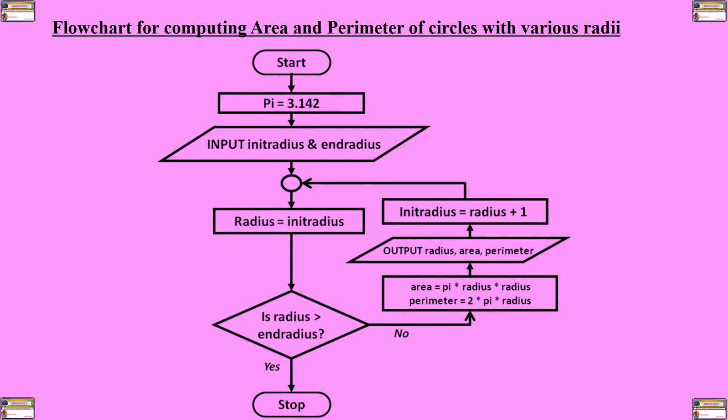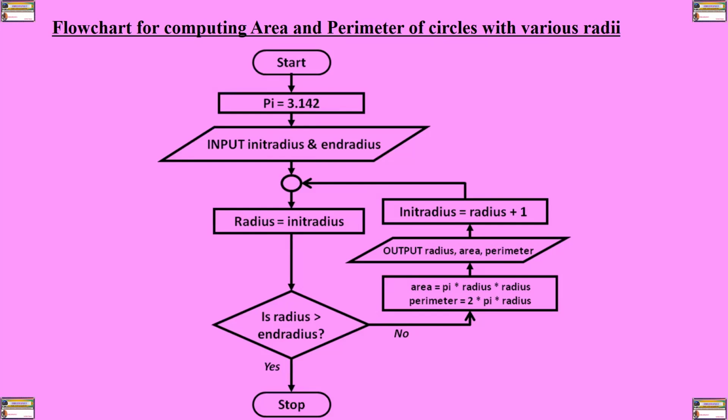Then we increment the value of radius. So we increment the value of radius with 1 and assign the result into a memory location called init radius. And then we again pick the content in the memory location called init radius and assign it back to the memory location called radius. We check the condition again. If it is not true, if it is no, we follow the path for no.